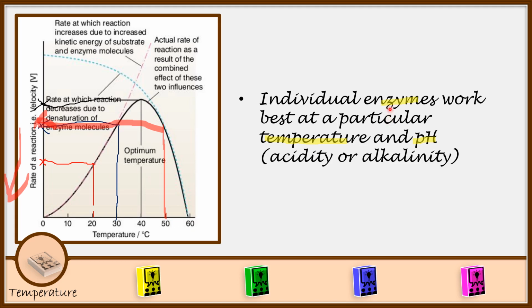So different enzymes work best at particular temperatures. Some enzymes work best at lower temperatures. All enzymes work best at the optimum temperature, which ranges between 40 and 45. And in pH, some enzymes work better in lower pH, others work better in neutral pH, others work best in higher pH. So each individual enzyme works best at its particular temperature and pH.